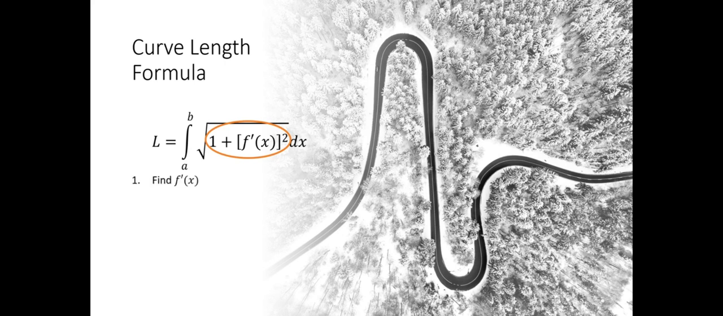So first thing is I need to find the derivative of whatever function you're given. Then I need to square that and simplify it as much as I can. Then add 1 to it. And at that point, I've found everything that goes in the root. Okay, I'm going to simplify it as much as I can. And then I have really a choice of two things.